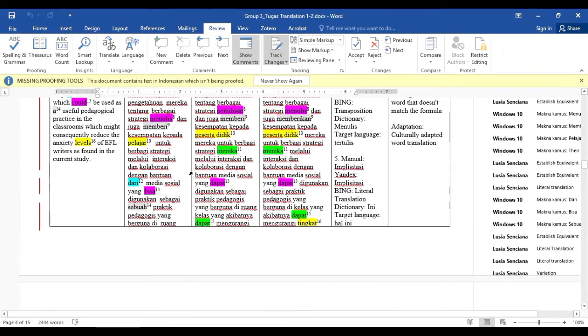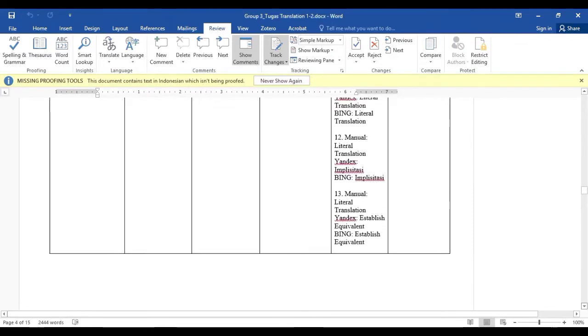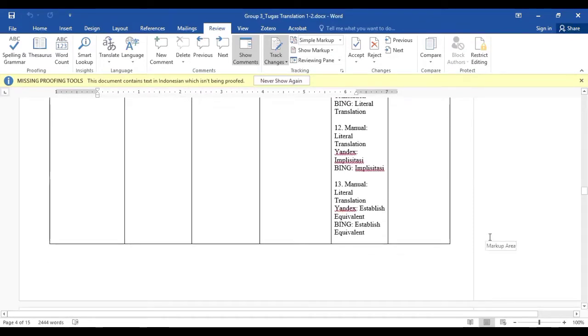The next is number 13. Court. Court in the dictionary meaning is bisa, and in the manual translator interpreted to bisa. In the Yandex translator is dapat. In the Bing translator is dapat. Okay, the method is manual translator using literal translation. This is word by word translation process, and in the Yandex and Bing translator using established equivalent. This is patent word translation or in accordance with everything.